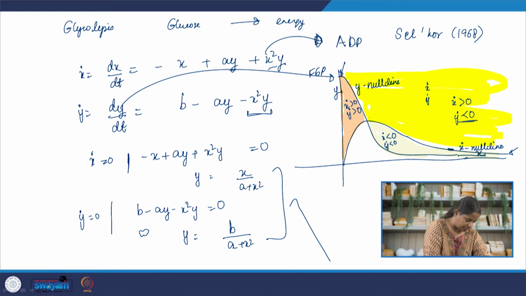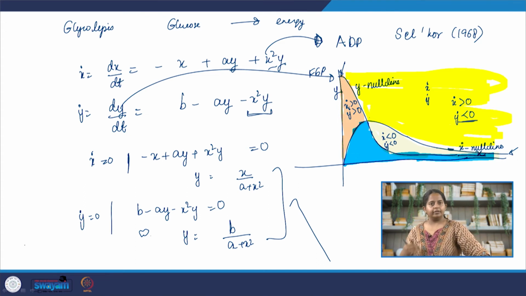Now let's look at the fourth place in our null line diagram. If you look here, we are under the x null line, which means x derivative is going to be less than 0 because y is less than what it should be to be on the null line. And we are also under the y null line, which means x is less than what it should be to be on the y null line, which means y derivative is going to be positive.